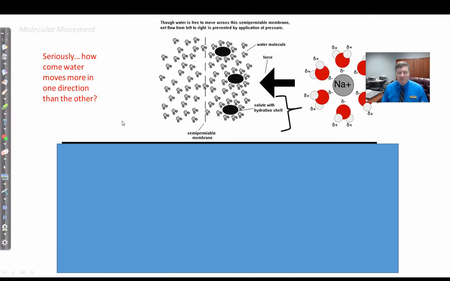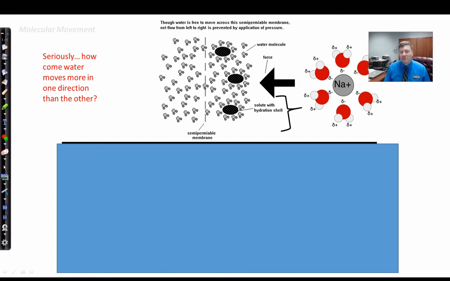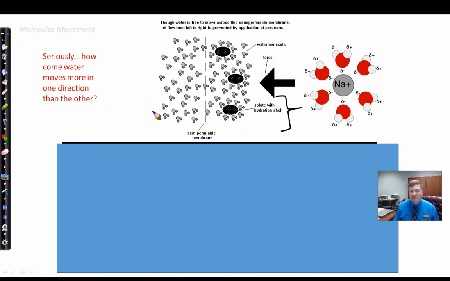So a really important question, and one that I think is really critical to understand, is, okay, seriously, why does water move at all? Why does a solute not move? This is the best picture I can find of this. Here is a sodium ion. Okay, it's an ion, positive charge.